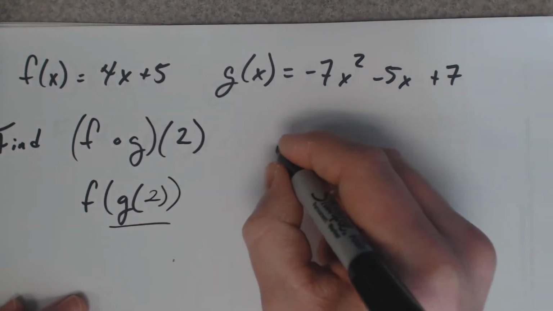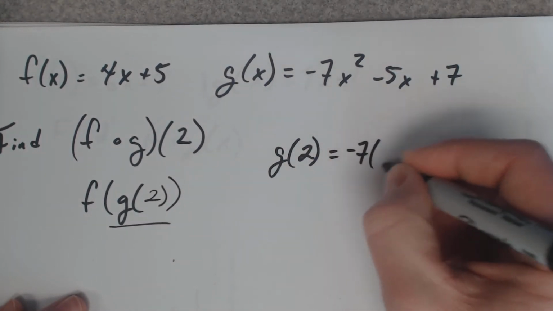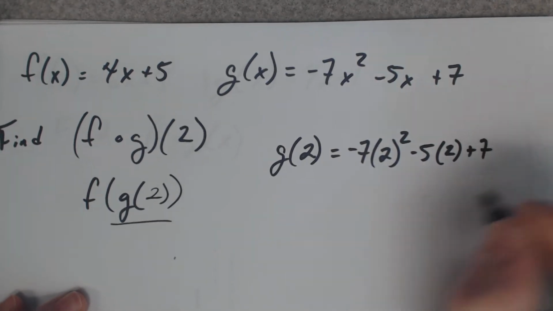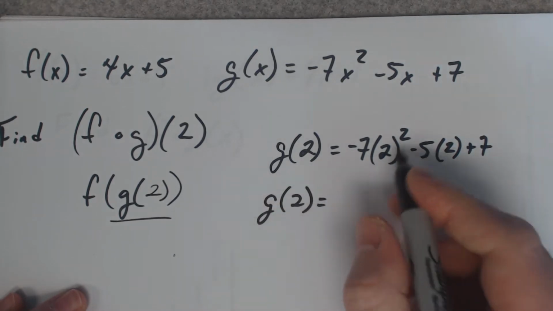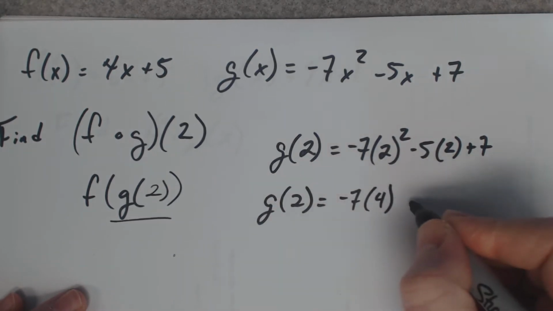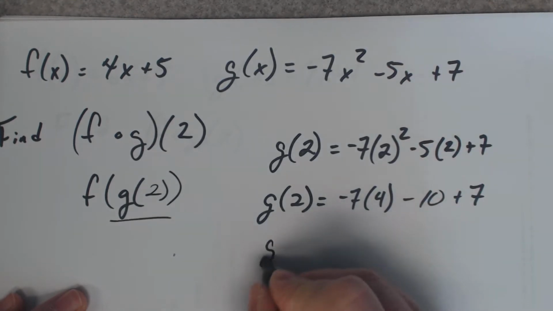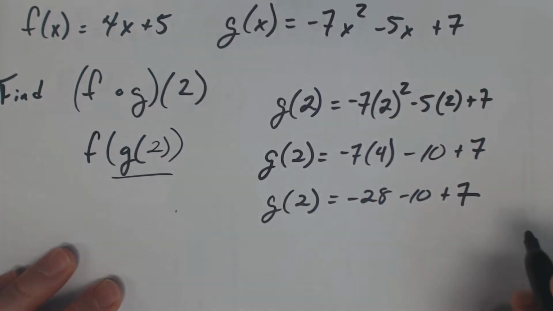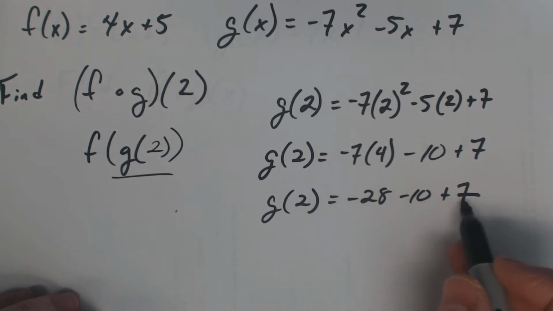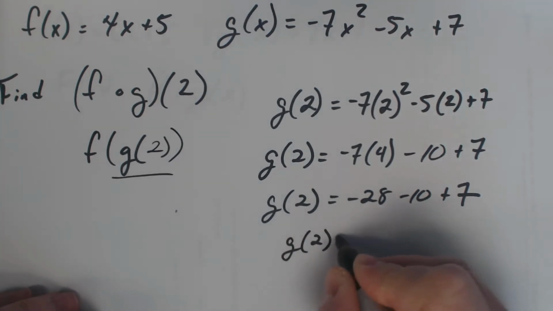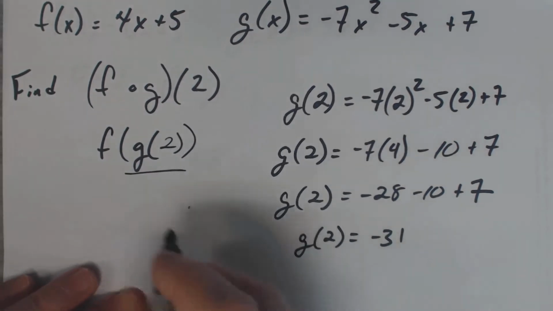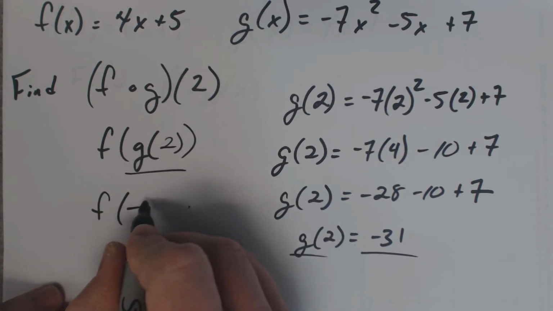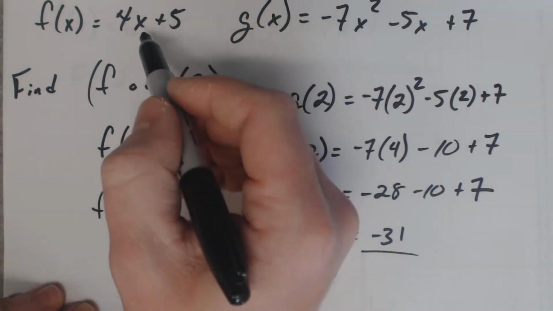So g of 2 in this case would be -7 times 2 squared minus 5 times 2 plus 7. So g of 2 is -7 times 4 minus 10 plus 7. That'd be negative 28 minus 10 is negative 38, plus 7, negative 31. So g of 2 is negative 31, so we're finding f of negative 31 now. We're going to plug that into f now.